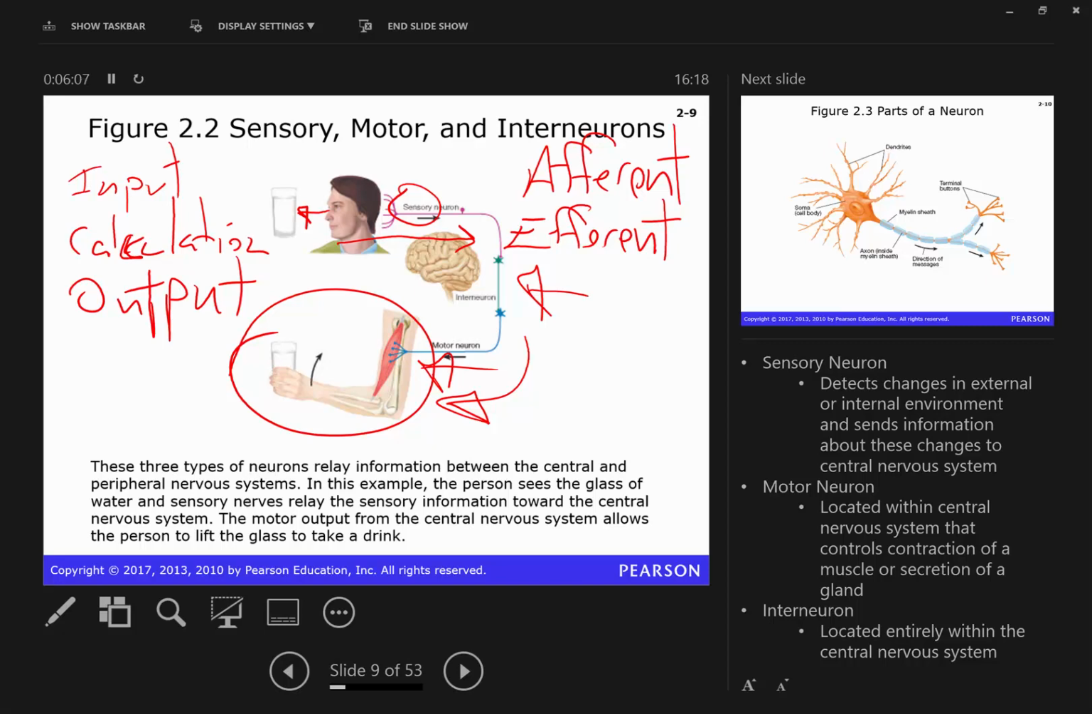This actual circuit is too simplified, and there are a bunch of steps right here in the middle. We could have afferents and efferents within that circuit as well. So that's an important thing to keep your heads around. That's a good question.